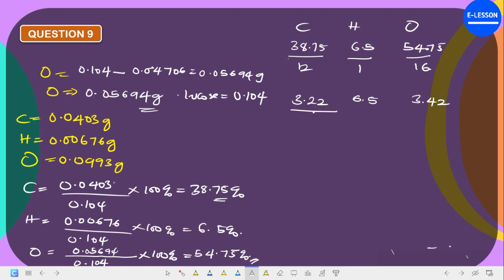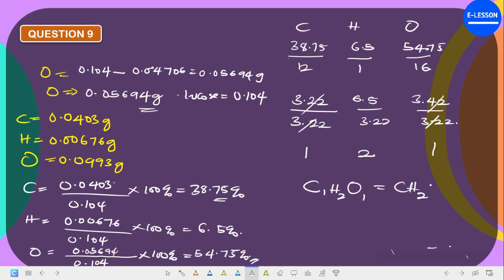Now divide through by the smallest. The smallest here is 3.22. When this cancels this, it's going to give us 1. 6.5 divided by 3.22 is going to give us approximately 2, and the last one gives us approximately 1. So the empirical formula is C1H2O1, which is CH2O.